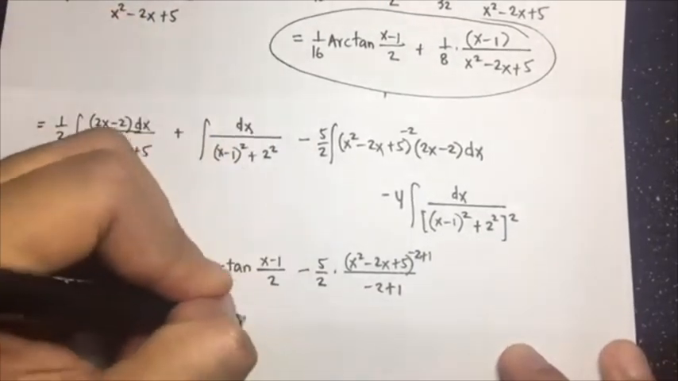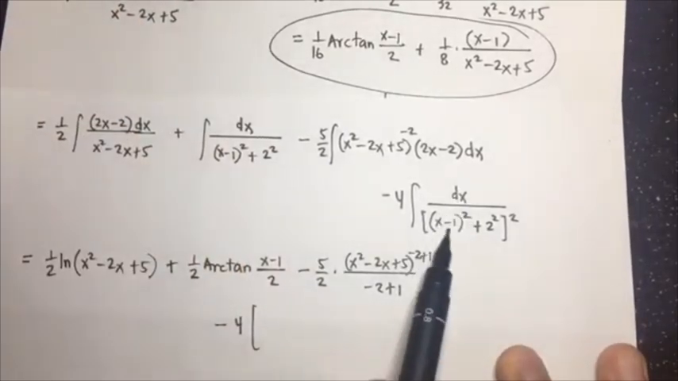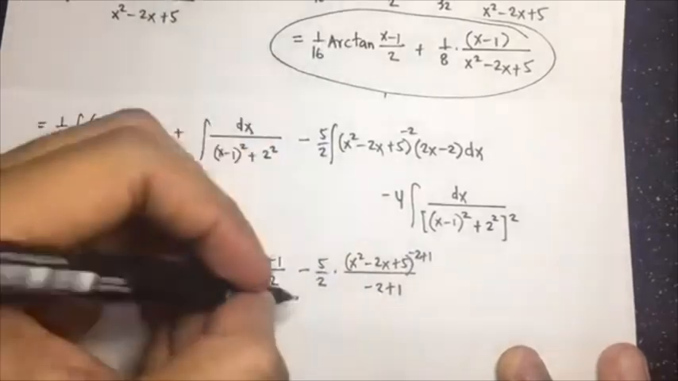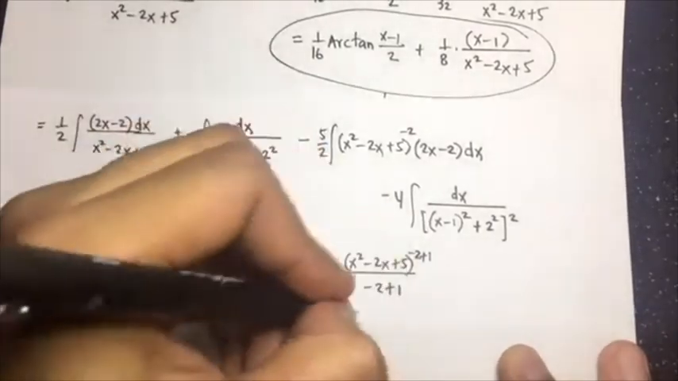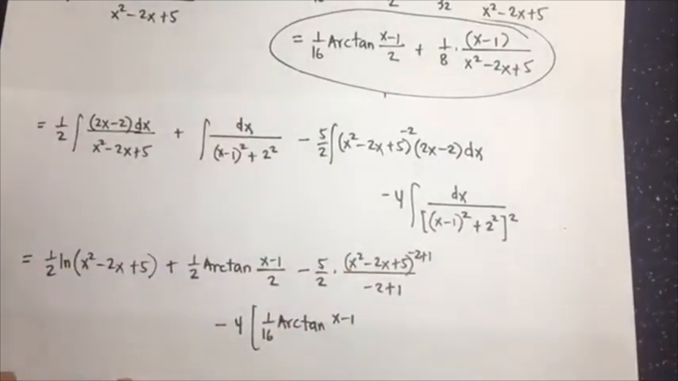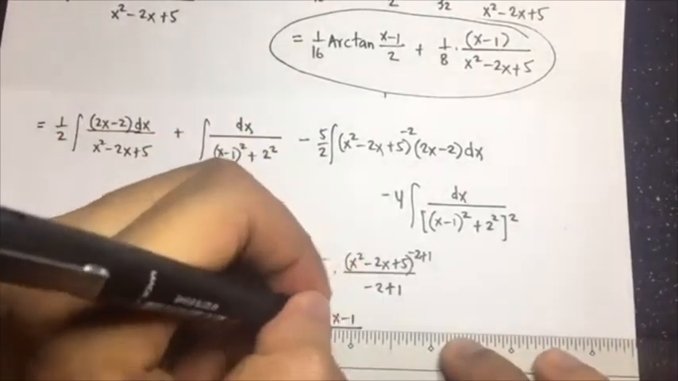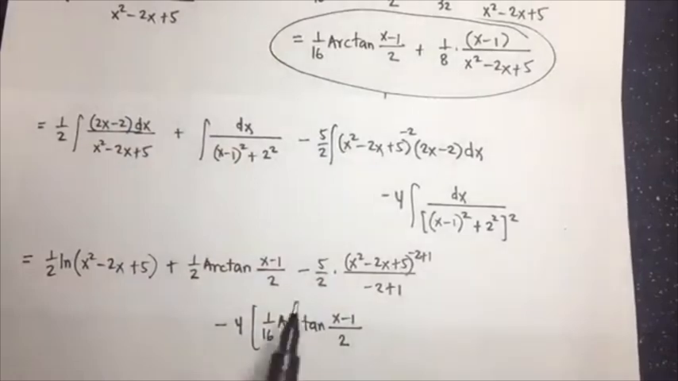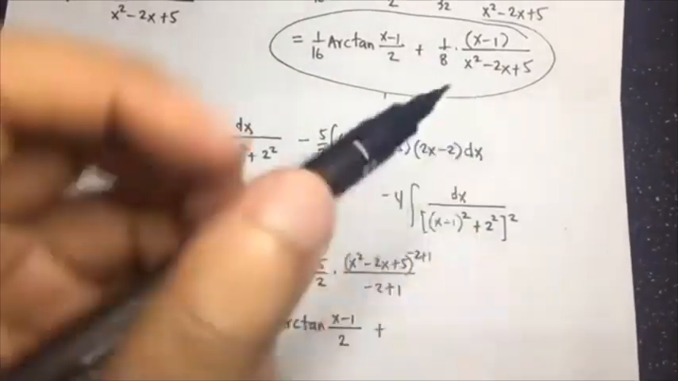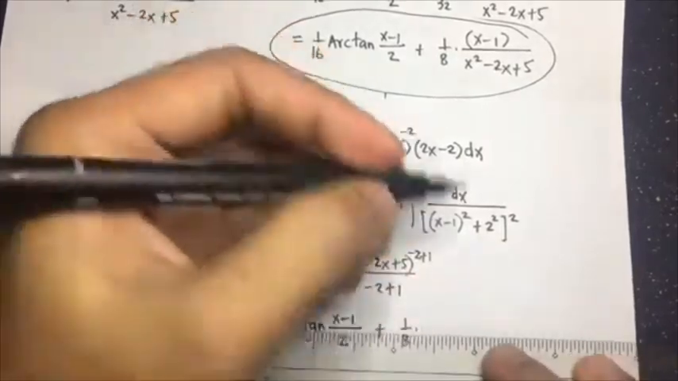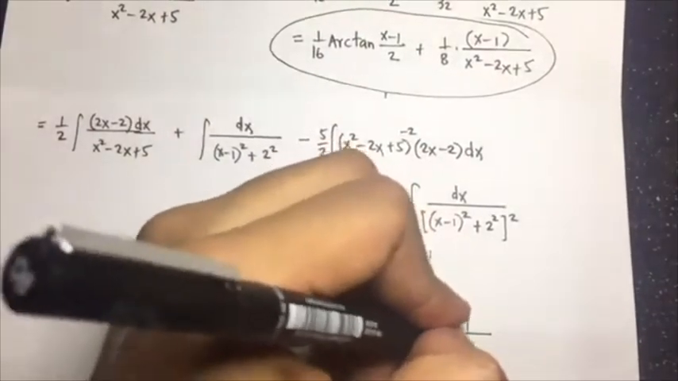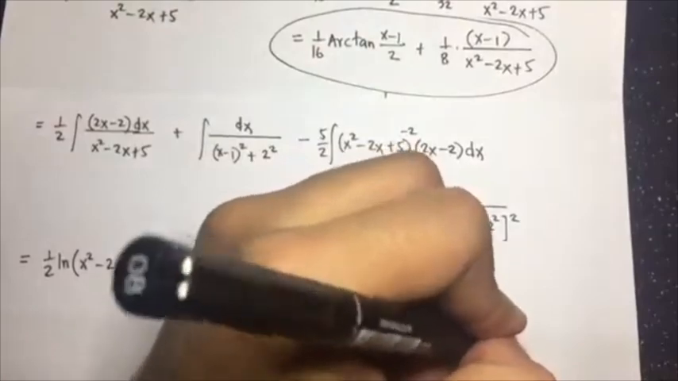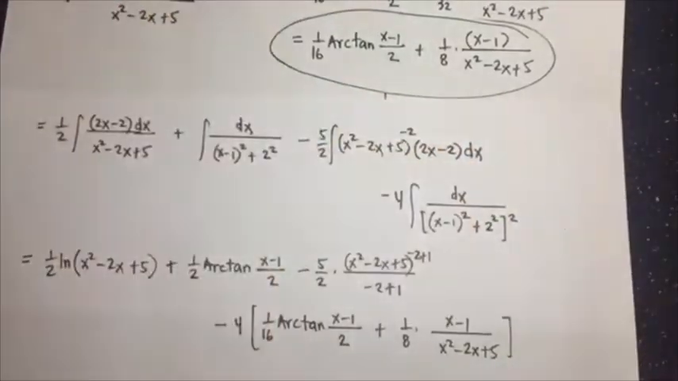So minus 4, then the integral of dx over this is 1 over 16 arctan of x minus 1 over 2 plus, we have 1/8 times x minus 1 over x squared minus 2x plus 5. Okay, since we finished integrating, so plus c.